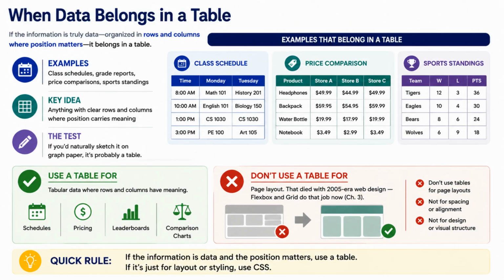Walk the 3 example categories: class schedule, price comparison, sports standings, as concrete cases where position in the grid carries real meaning. Land the negative case hard, since it's the most common student mistake. Never use a table for page layout. That died with 2005-era web design, and Flexbox and Grid from Chapter 3 do that job now. The quick rule at the bottom is worth reading verbatim: if the information is data and the position matters, use a table. If it's just for layout or styling, use CSS.